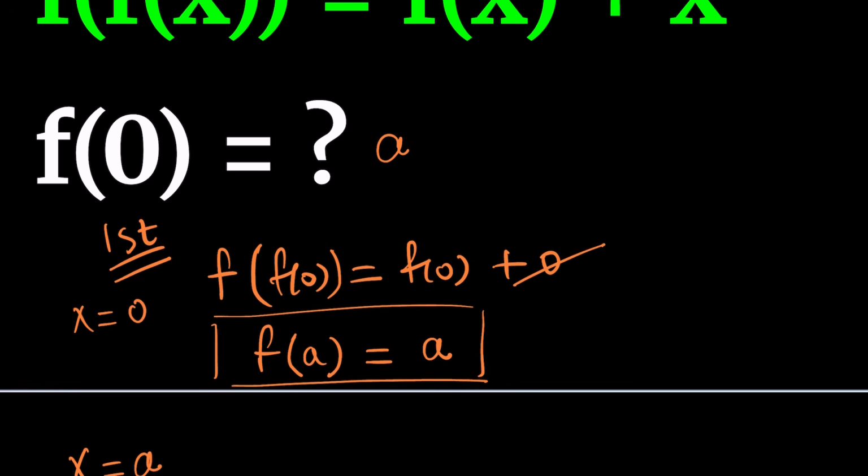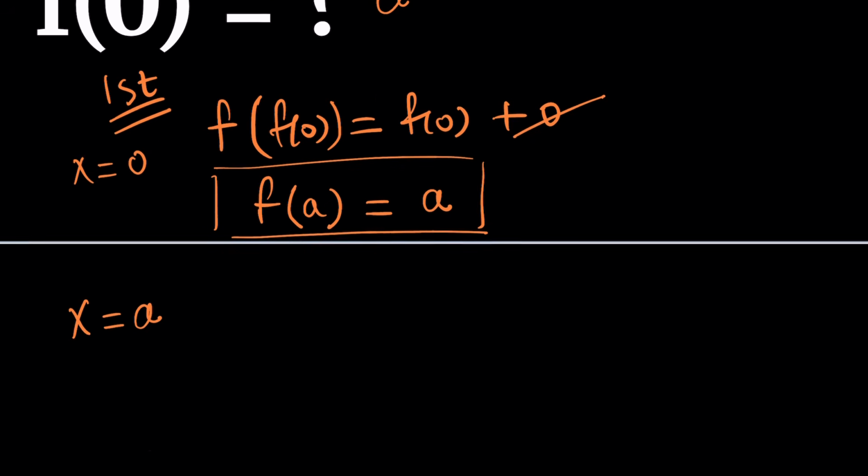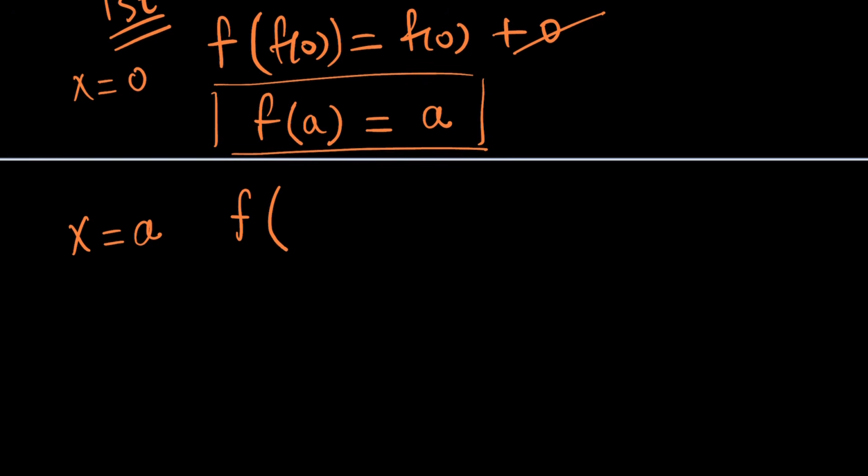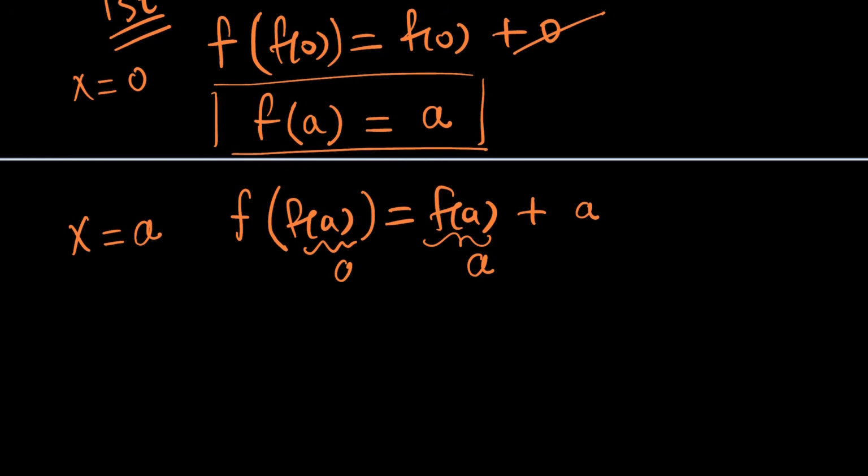So now let's go ahead and set x equal to a. The equation gives us f of a equals f of a plus a. Now this is kind of interesting, isn't it? Because now this gives us f of a again, which is equal to a by the first equation, right? And of course, f of a is equal to a. So from here we get f of a equals 2a.